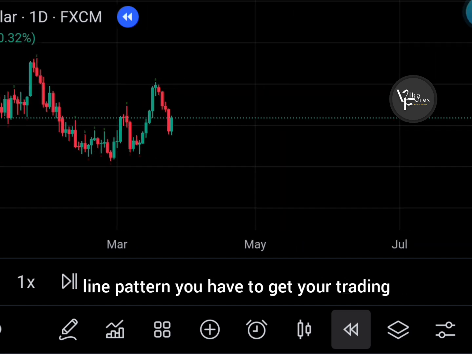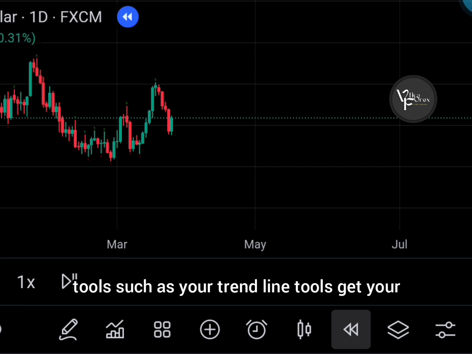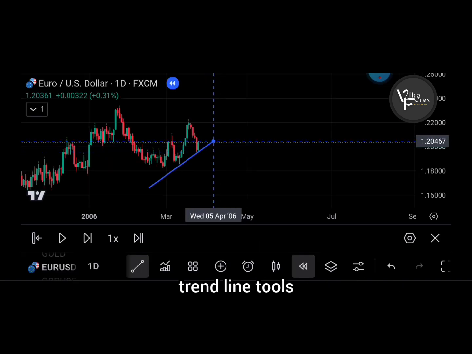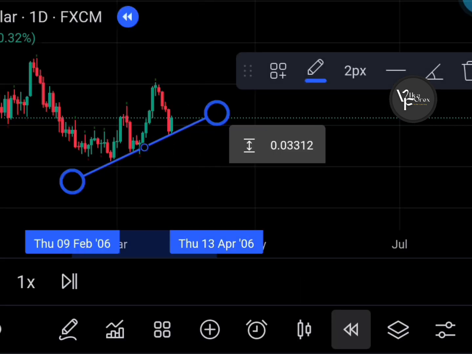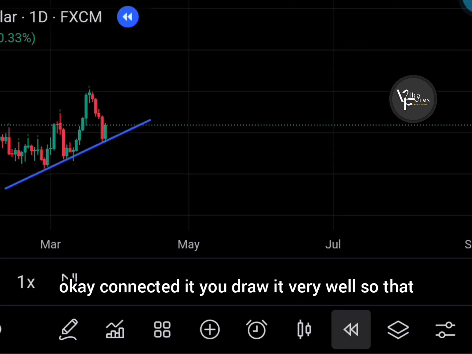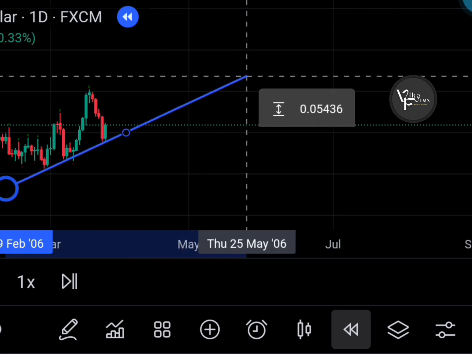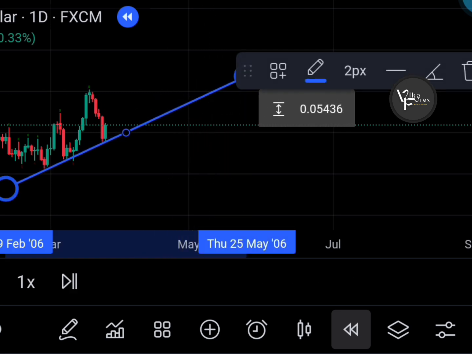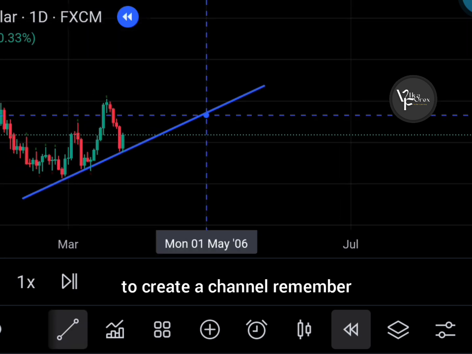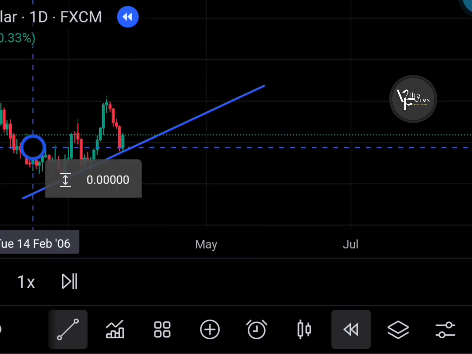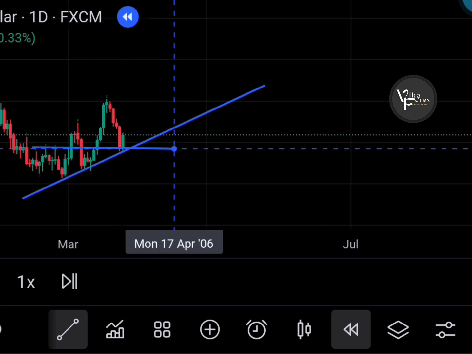When you want to trade this trend line pattern, you have to get your trading tools, such as your trend line tools. You get your trend line tools, then you connect the end dots. You draw it very well, so that you then connect the highs to create a channel. Remember what I said before, to create a channel.